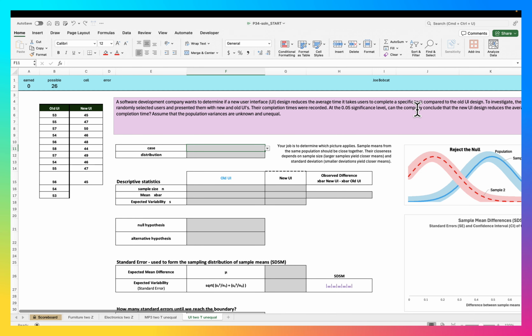Well, hello everyone, and welcome back to P34, last tab. So this is very similar to the previous tab. It's going to be a two-sample t-test, assuming unequal variances.